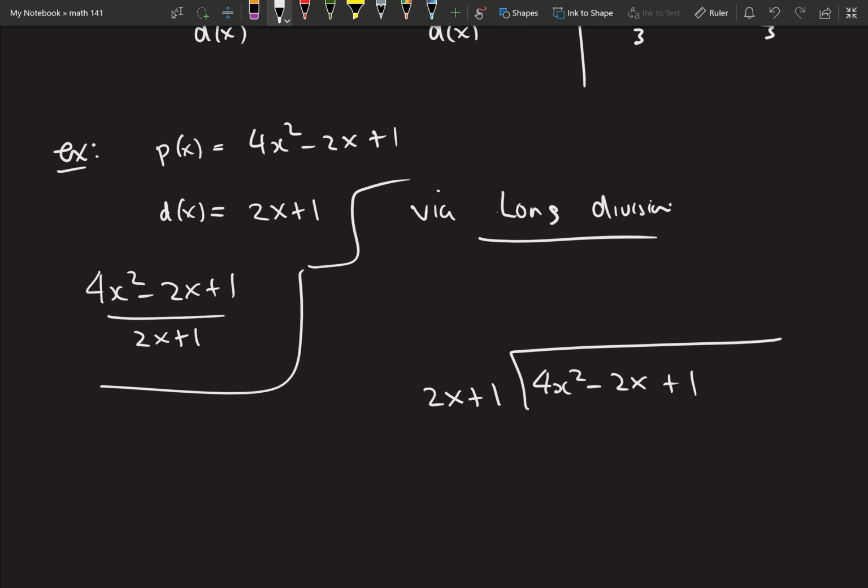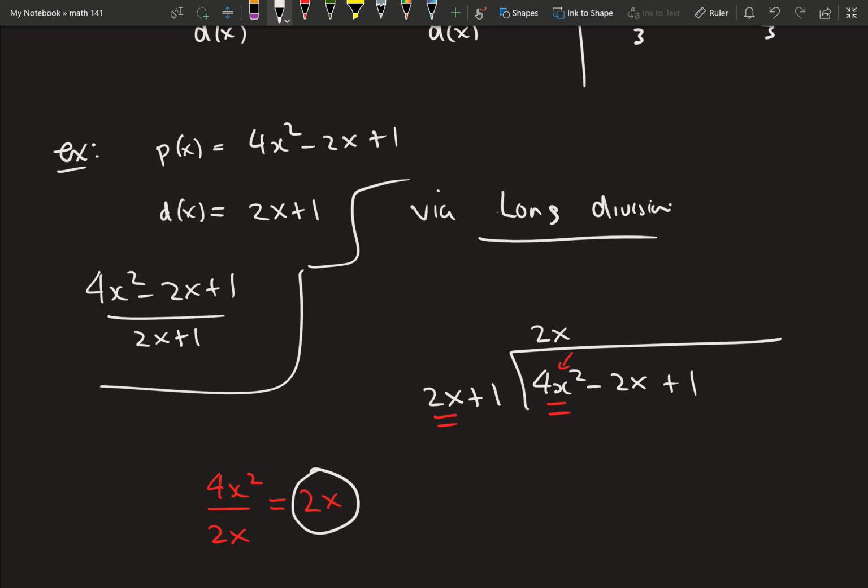And what we're going to do is take this lead term and see how it can divide into the lead term here. So we're essentially going to take this 4x squared and divide it by 2x, because we're doing overall 4x squared minus 2x plus 1 divided by 2x plus 1. So I do 4x squared divided by 2x. Well, that's just 2x. And so let's take whatever I got here, which is 2x, and put that here.